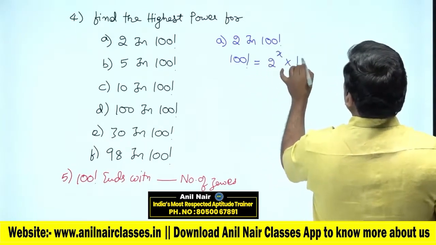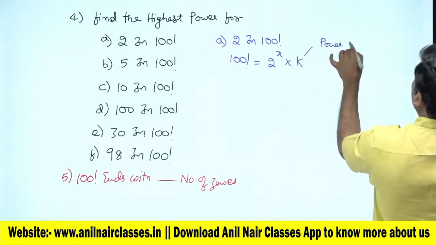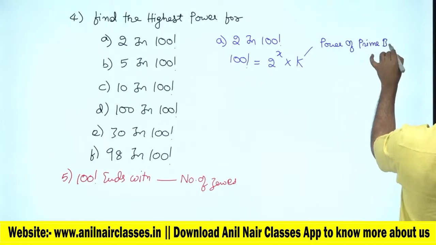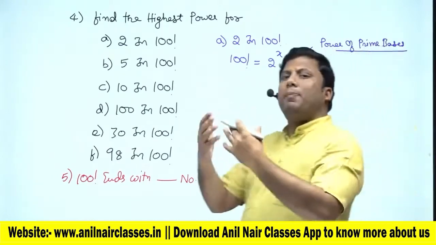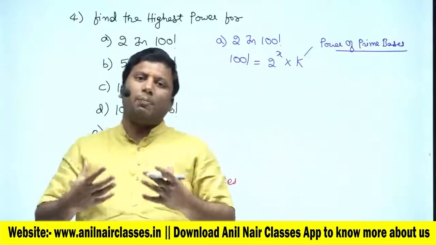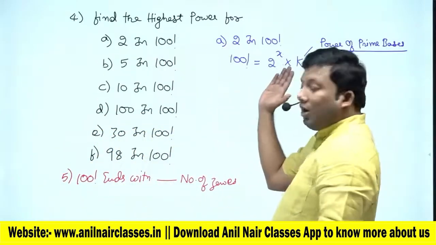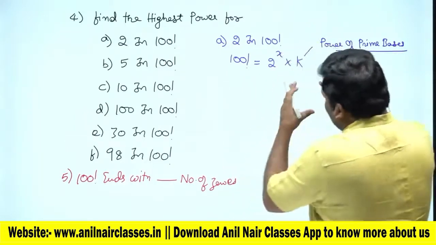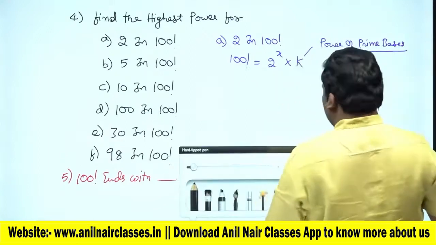These 2 power x into k. What is k? K is the power of prime bases. 3 power, 5 power, 7 power, 11 power, 13 power, 17 power, and so on up to 97 power. It is always good to write like this because there are certain problems which can be solved very neatly by writing it like this. 100 factorial.